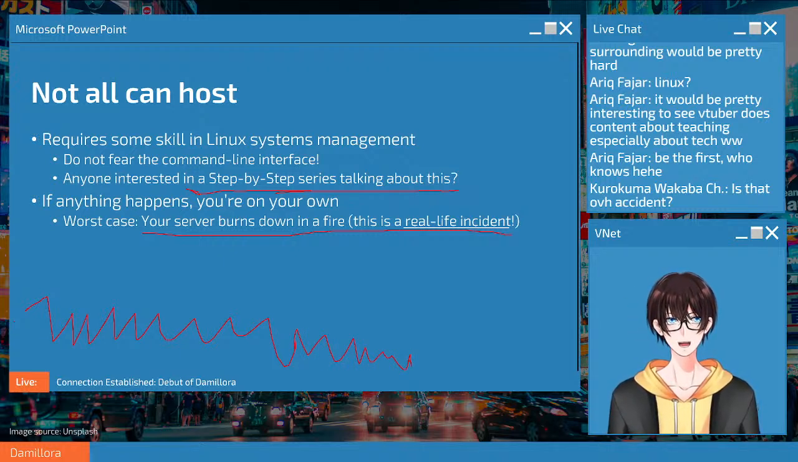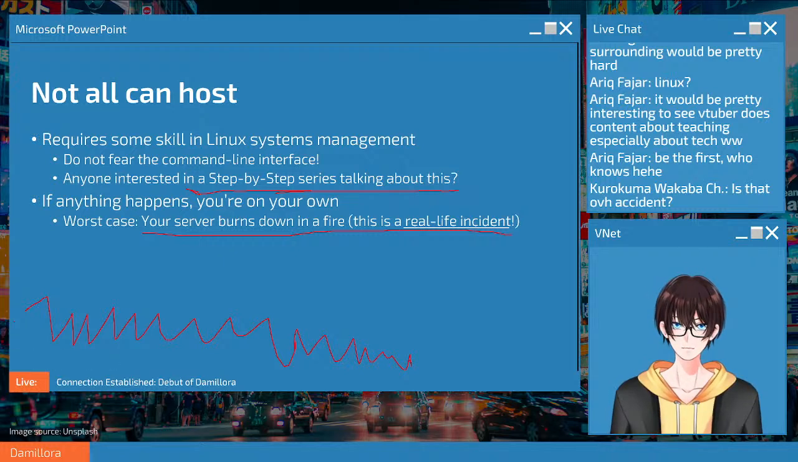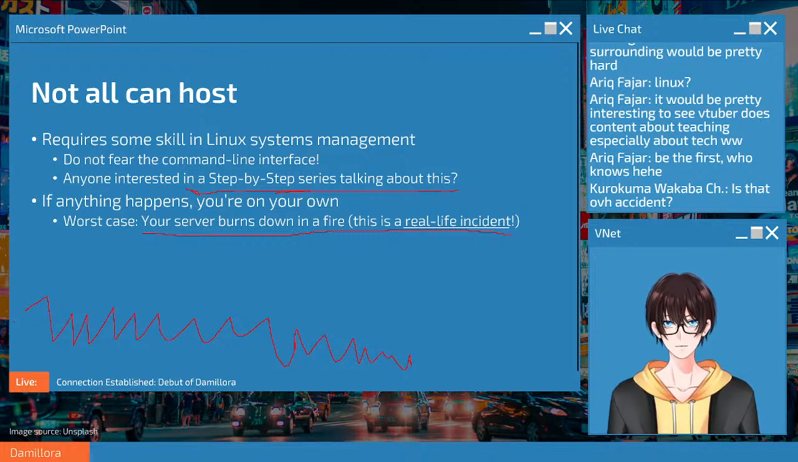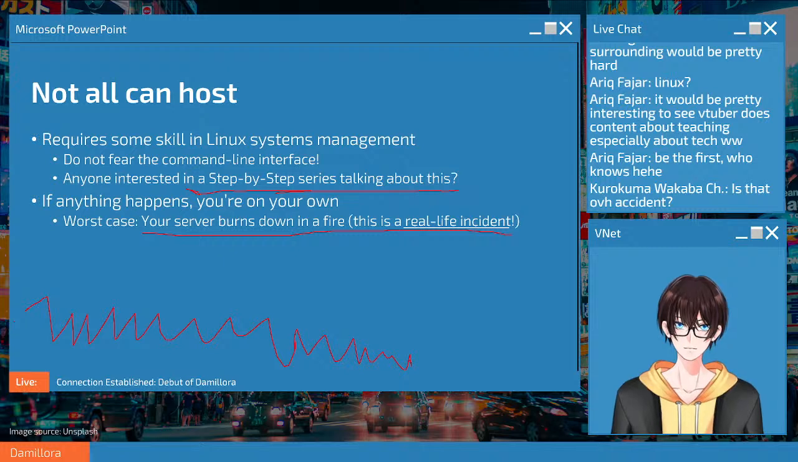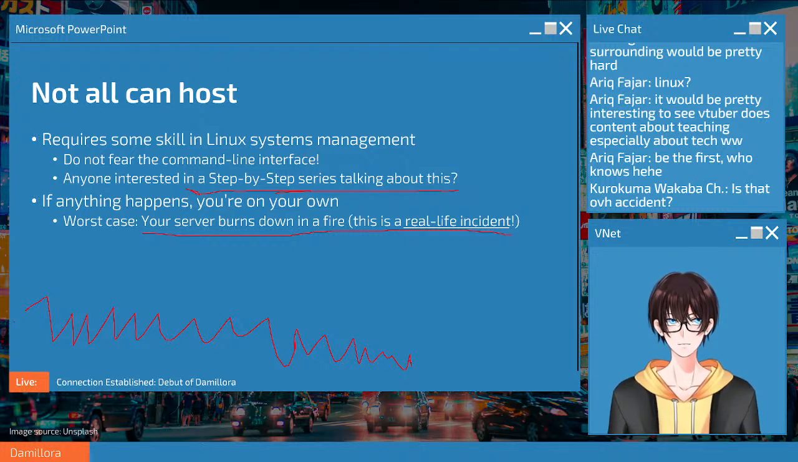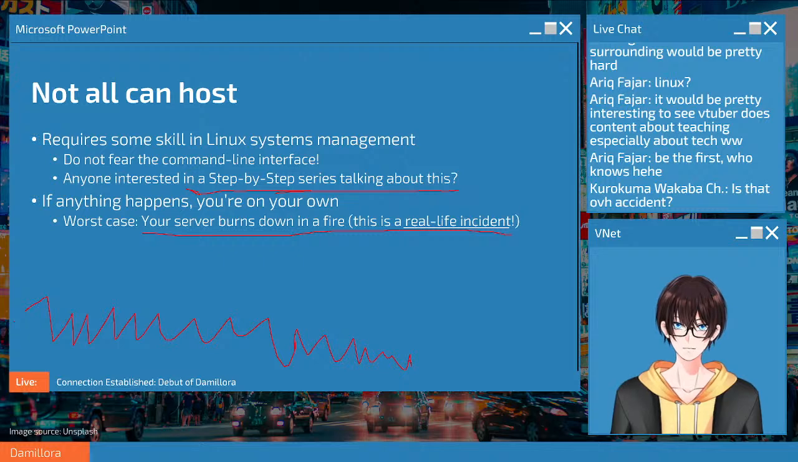Someone said that, yeah, Kurokuma Wakaba said, is that the OVH accident? And you are absolutely right. That is the OVH incident. The story time, this is quite a wild ride actually. When I woke up in the morning and suddenly this news popped up, it was a pretty harrowing experience to see.